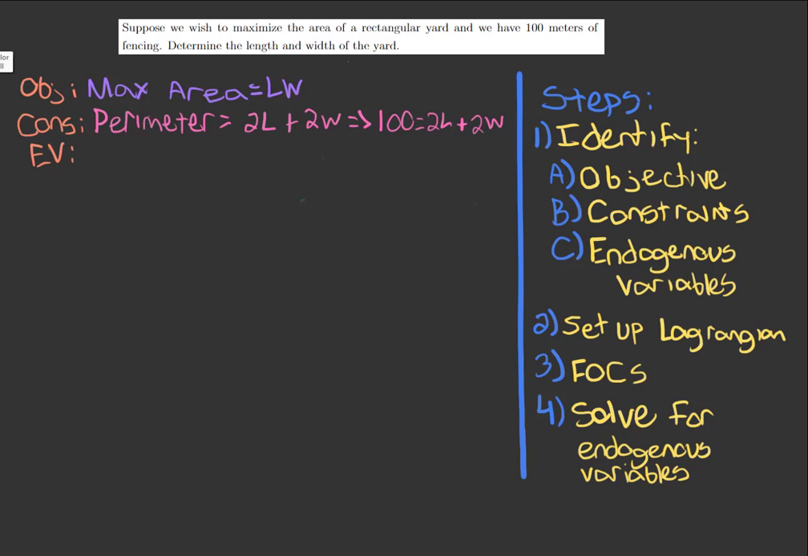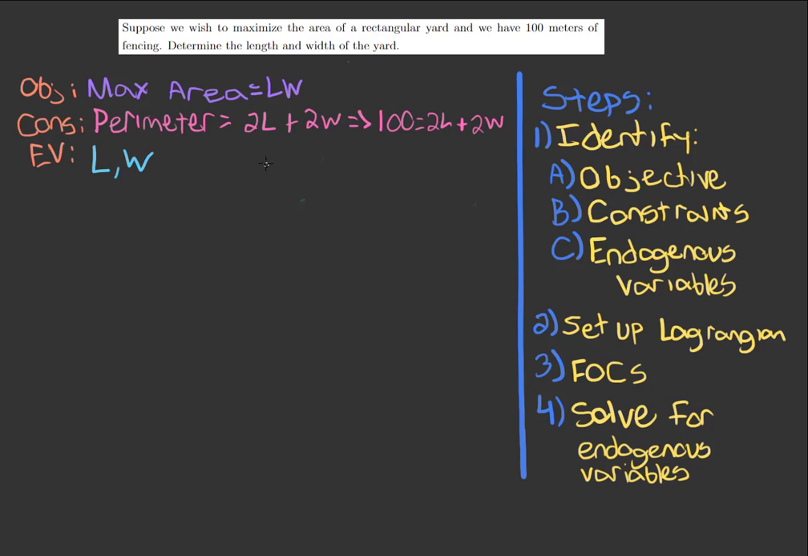Now, the endogenous variables for this problem, and actually any problem, are the variables that we get to choose in order to maximize or minimize our objective. So the variables that we choose in this problem are length and width. For instance, the perimeter would be an exogenous variable because that is something that is given to us that we're not able to choose. So once again, the endogenous variables are length and width because that's what we're choosing.